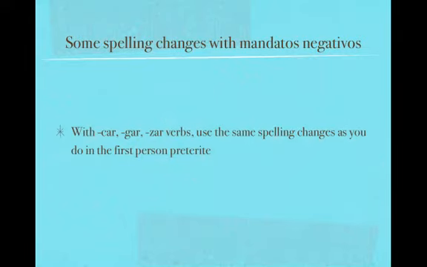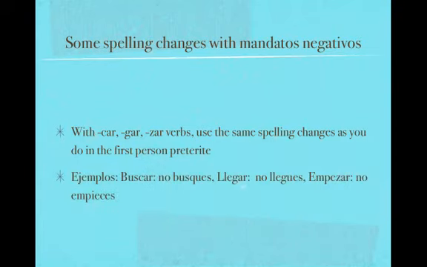Some spelling changes with mandatos negativos. Let's remind us of our car-gar-zar verbs, which like to give us problems sometimes. Use the same spelling changes as you do in the first-person preterite. So you remember that you learned car was Q-U-E in the first-person preterite, gar was G-U-E, and zar was CE. It's the same thing with mandatos negativos, informales. So, por ejemplo, you have buscar, no busques, llegar, no llegues, empezar, no empieces. The good thing is you don't have to worry about accents like you do in the first-person preterite.